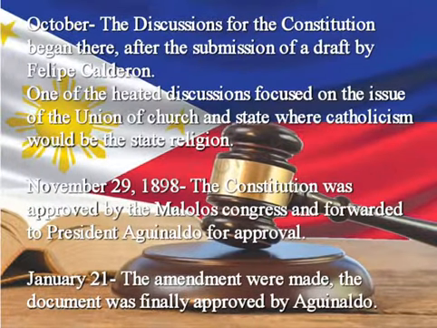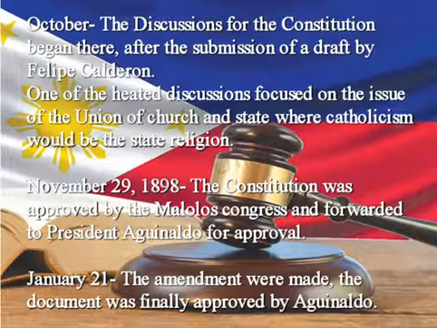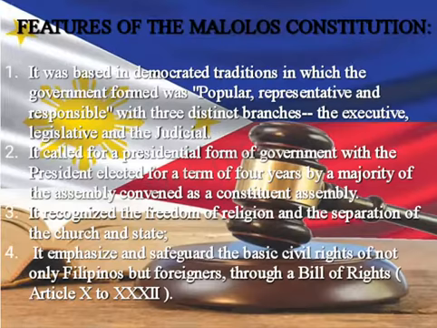In October, the discussion for the Constitution began after the submission of a draft by Felipe Calderon. One of the heated discussions focused on the issue of the union of church and state, where Catholicism would be the state religion. November 29, 1898, the Constitution was approved by the Malolos Congress and forwarded to President Aguinaldo for approval. And finally, on January 21, amendments were made and the document was finally approved by Aguinaldo.